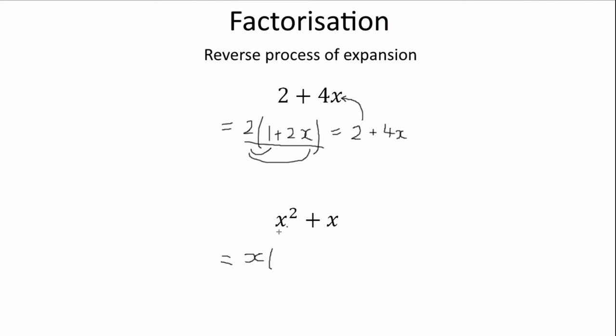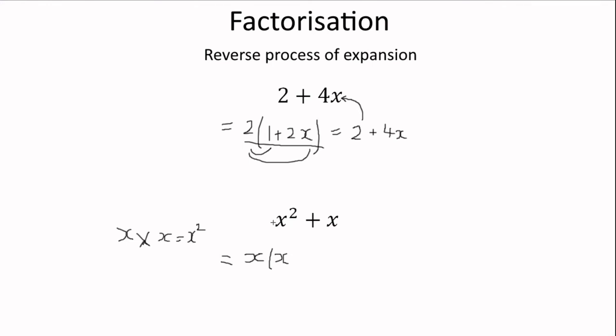Now, in order to get what's inside, we do x squared divided by x. Now remember, we said that x times x, that's a bad way of putting it, but you get the idea, is x squared. So if you divide by x, you're just going to get one of the x's. So you simply get x here. Because x times x is x squared.